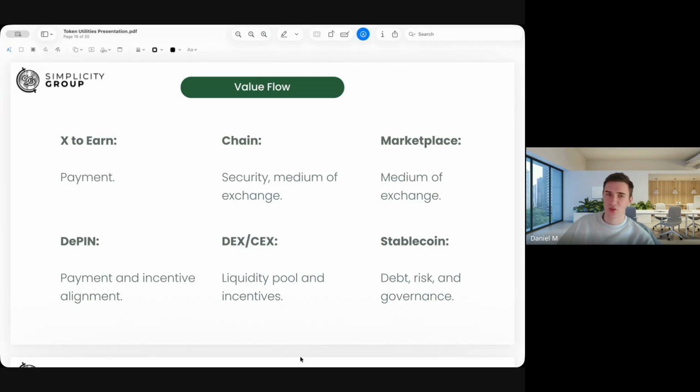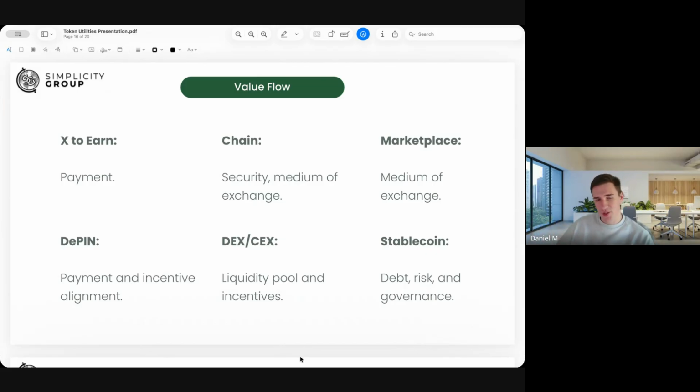Okay, so what can the token be used for? In Xturn, the token can be used for payment. Within a chain, it's the security or medium of exchange. In a marketplace, medium of exchange. In DePIN, it's payment and incentive alignment. Within a DEX, it's liquidity pools and incentives. And in stablecoins, it's debt, risk, and governance. So after you've mapped out the value, the users, and the flow of value, then you can start to think about what the token's purpose is and where the token can be implemented.